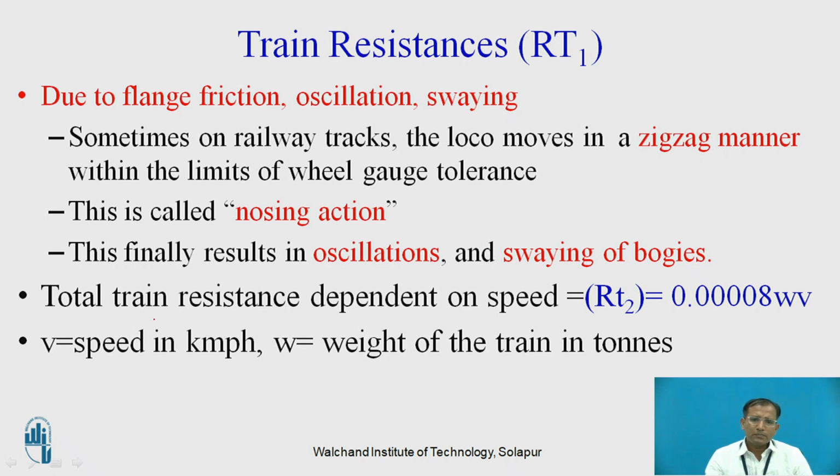So in this condition, RT2 is given as 0.008 W into V, where W is again the weight of the train in tons, and V is the speed of the vehicle in kmph.